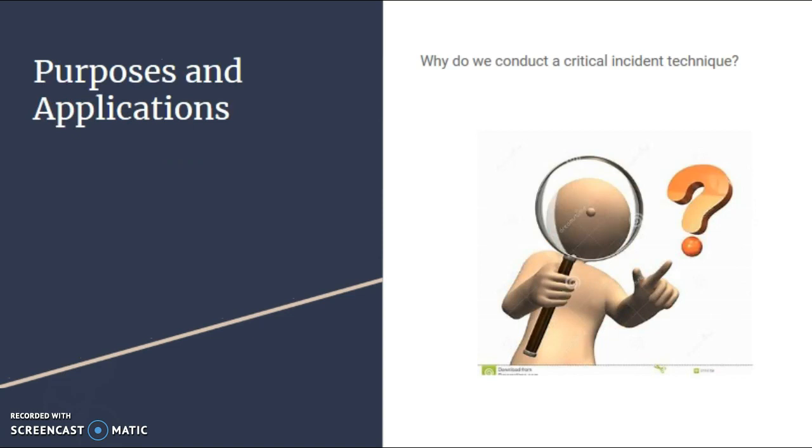So next we'll discuss the purpose and application. So why do we conduct a critical incident technique? The purpose of a critical incident technique is to observe notable occurrences or incidents and draw conclusions based on the behaviors presented in the observation. You can have individuals recount critical events either before, during, or after the event has actually taken place.